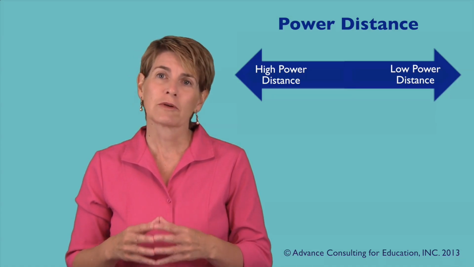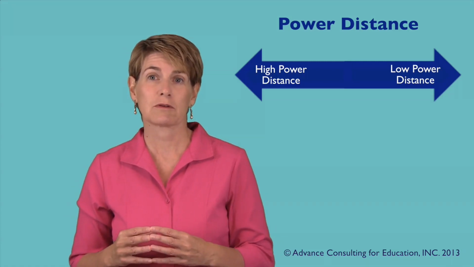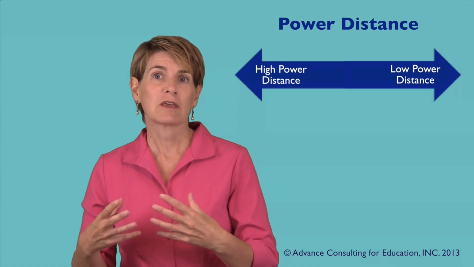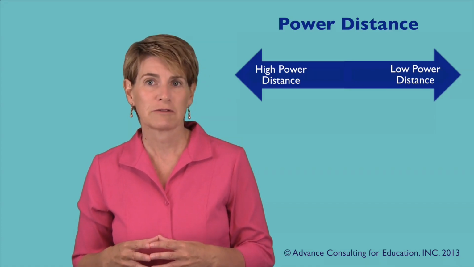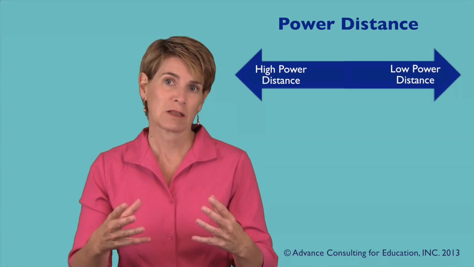If you take someone from a high power distance culture and put them into a low power distance culture, you can see them getting really frustrated because they think they have a lot of power, but they're not allowed to show it. This can lead to frustration, which in turn can lead to aggressive behavior.